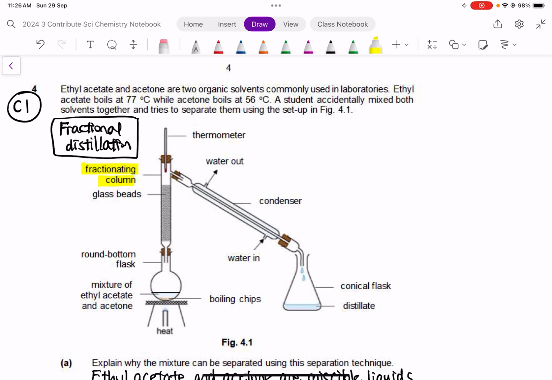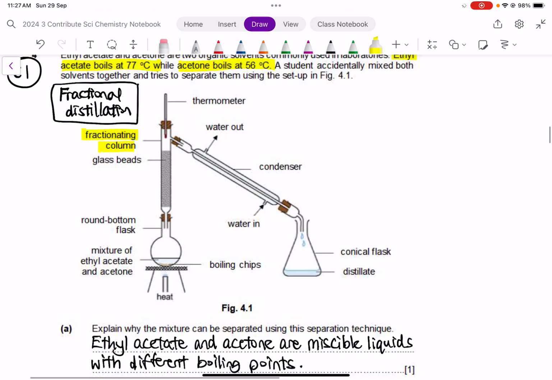Now, another key clue that tells you it's fractional distillation is that they gave you the boiling points. You can clearly see we have two different liquids, ethyl acetate and acetone. Both have different boiling points, and therefore, the mixture can be separated using this technique because they are miscible liquids with different boiling points. The meaning of the word miscible is can be mixed. So ethyl acetate and acetone, they mix together. We say that they are miscible.